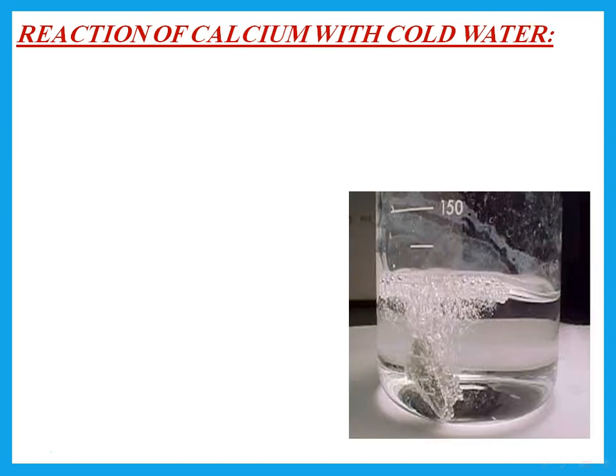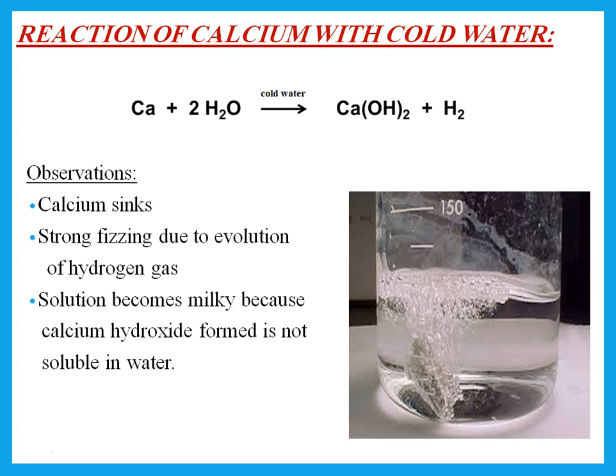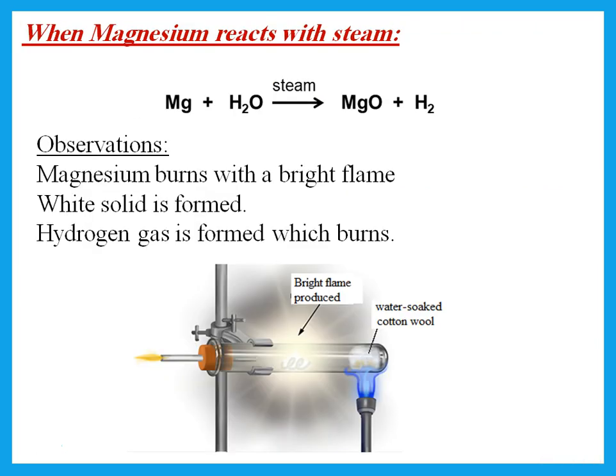Calcium also reacts with cold water, but calcium is in group 2. When it reacts with cold water, again, it gives calcium hydroxide plus hydrogen, but now it does not float. It sinks. You still have strong fizzing because it's still giving out hydrogen gas, and the solution becomes milky if I need another observation, because the calcium hydroxide that is formed is not very soluble in water. So the water starts to become milky. When magnesium reacts with steam, we said it gives magnesium oxide plus hydrogen.